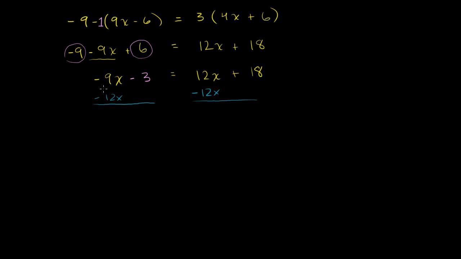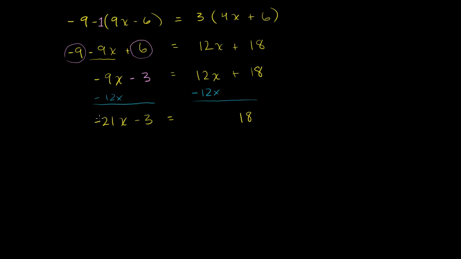Now, on the left-hand side, I have negative 9x minus 12x. So negative 9 minus 12, that's negative 21. Negative 21x minus 3 is equal to 12x minus 12x. Well, that's just nothing. That's 0. So I could write a 0 here, but I don't have to write anything. That was the whole point of subtracting the 12x from the left-hand side. And that is going to be equal to, on the right-hand side, we are just left with an 18. These guys canceled out.